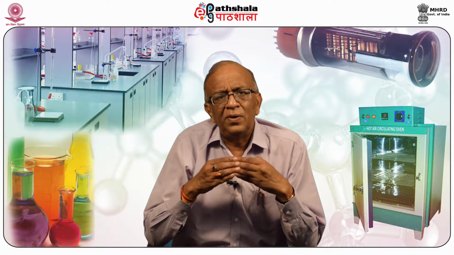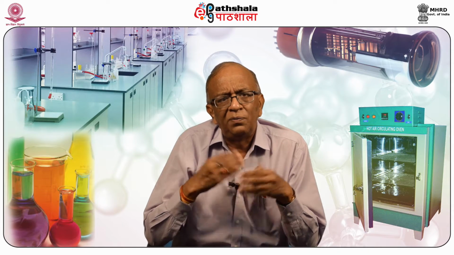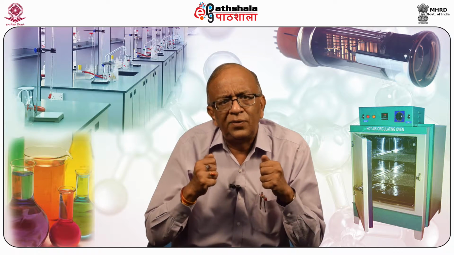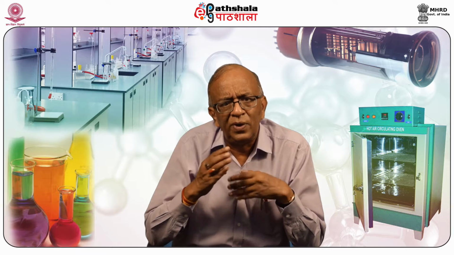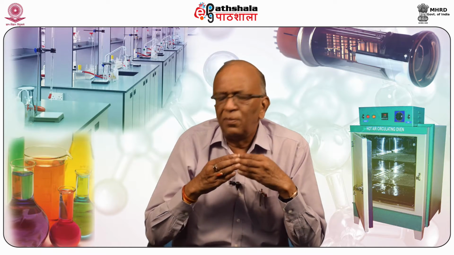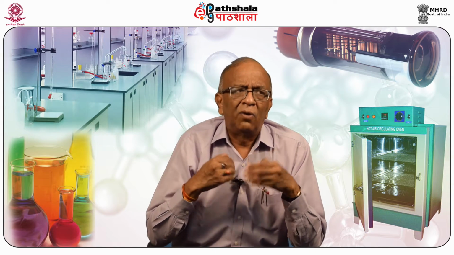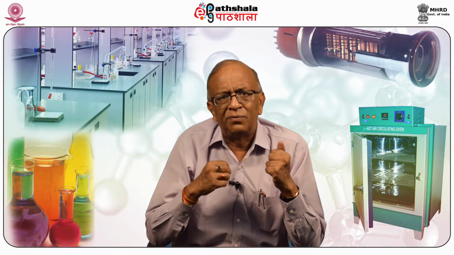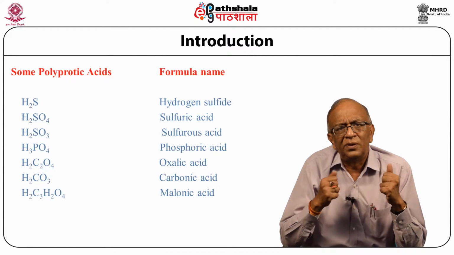The dissociation of each proton from a polyprotic acid involves a separate step. The number of equilibrium constants corresponds to the number of acidic protons; as the number of ionizable protons, the same will be the dissociation constants. For example, some of the polyprotic acids are shown in this table.